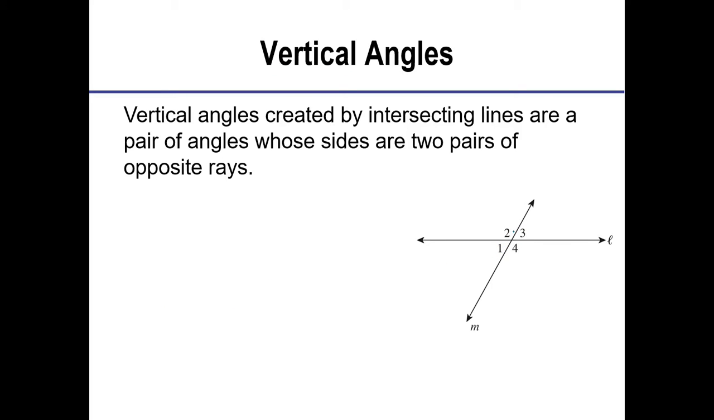Furthermore, angle 2 and angle 4 are also vertical angles, and that means the measure of angle 2 is congruent to the measure of angle 4.